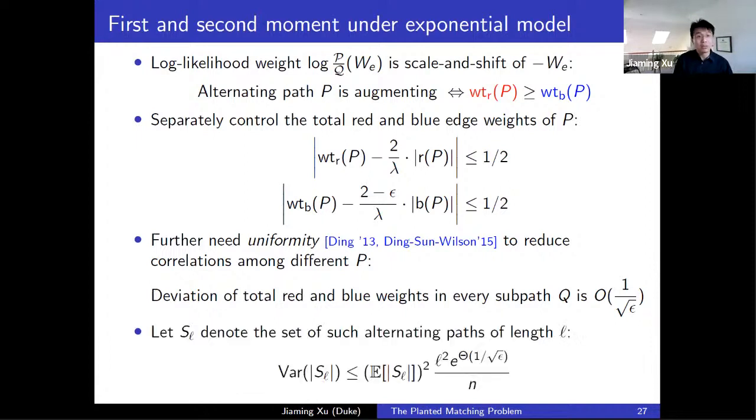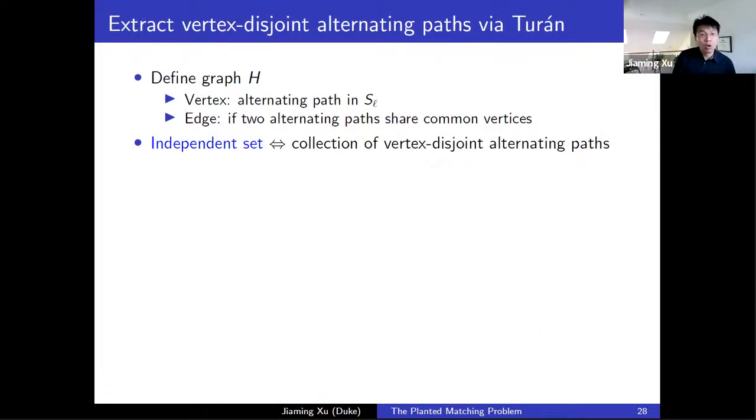And now basically I'm almost done. I can denote the set of alternating paths satisfying this total weight constraint and also the uniformity constraint. Then I can go ahead and compute the variance and the first moment. I can show that the variance is smaller than the mean squared times this ratio here. So here, L squared over n is roughly the probability that two alternating paths of length L overlap. They overlap with probability L squared over n. And this exponential of 1 over square root of epsilon is the penalty that I need to pay because of the deviation of the weights in the subpaths. Okay, so that's what we did.